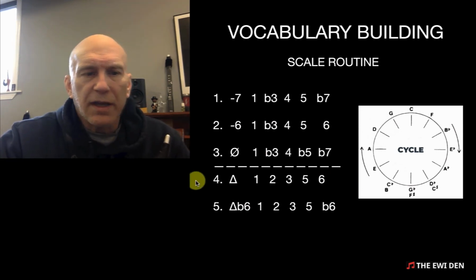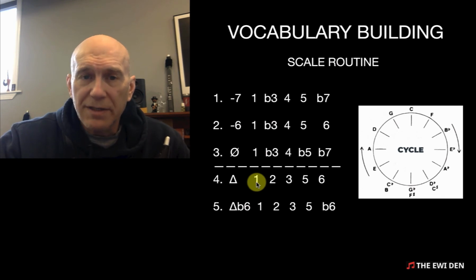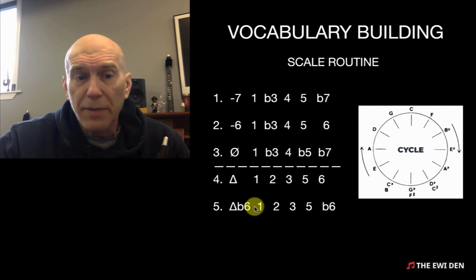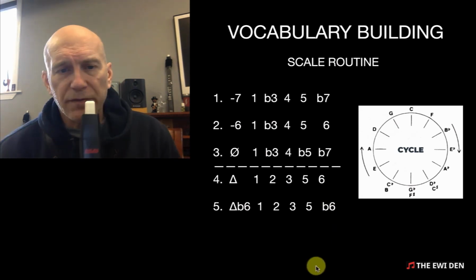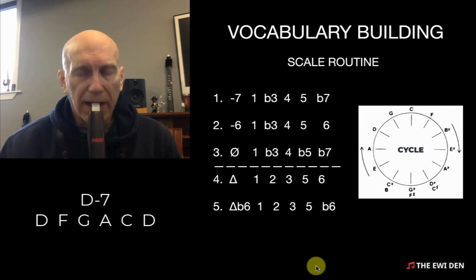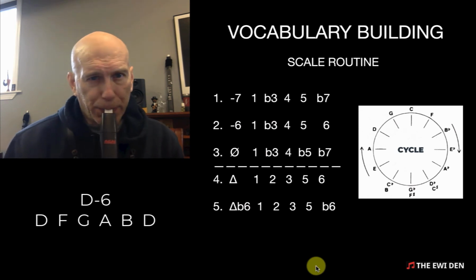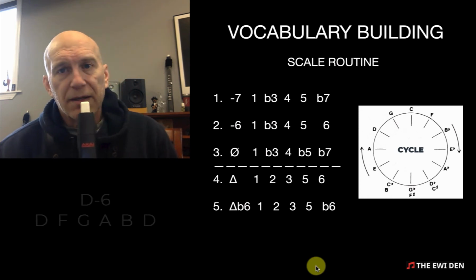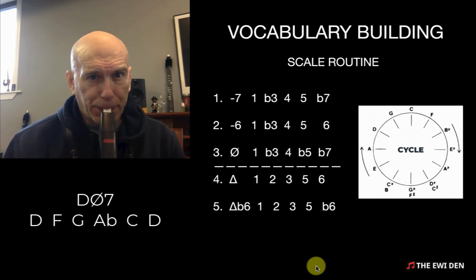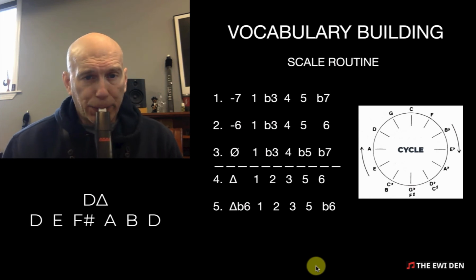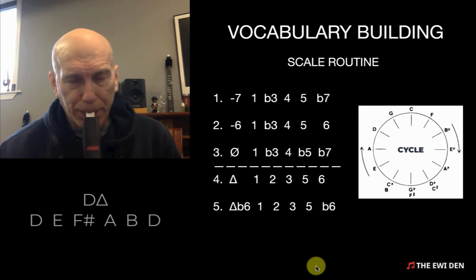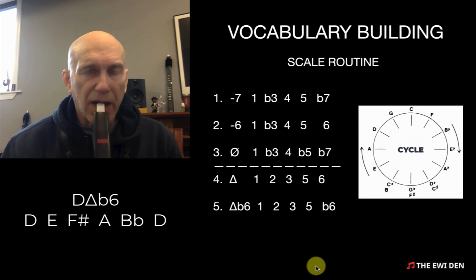Then we have 2 scales that are related to major pentatonic. 1, the major pentatonic, and 2, the major pentatonic flat 6. So once again, we have 1 note that changed. And we're just going to do all of these in a row. So let's just do it from D. So it's D minor 7 pentatonic, minor 6, minor 7 flat 5, D major pentatonic, D major flat 6 pentatonic.